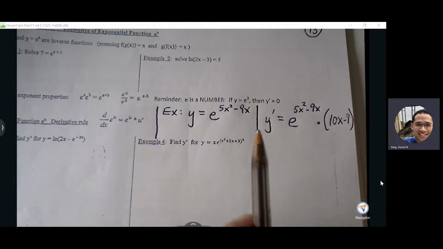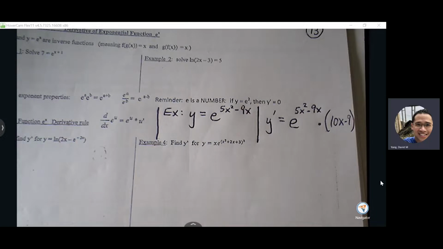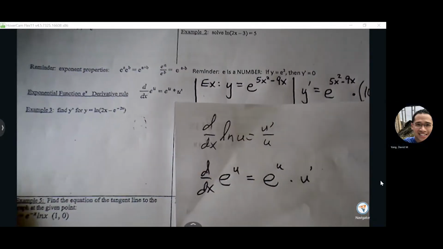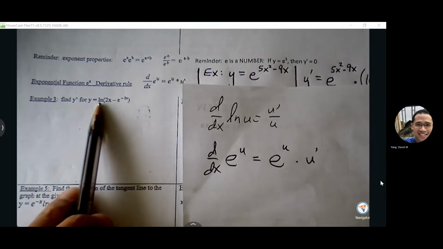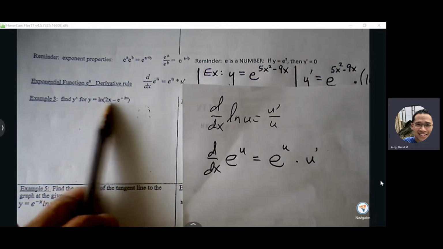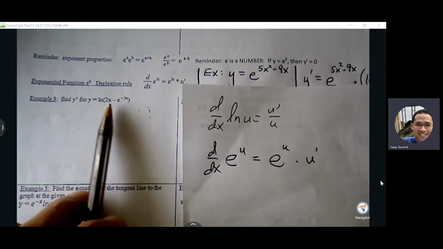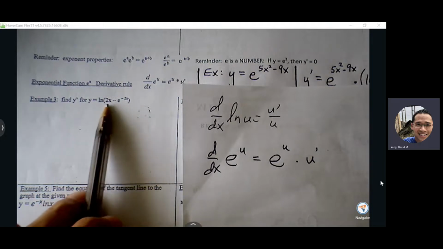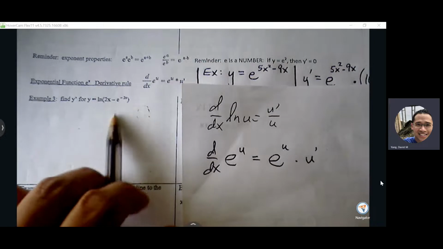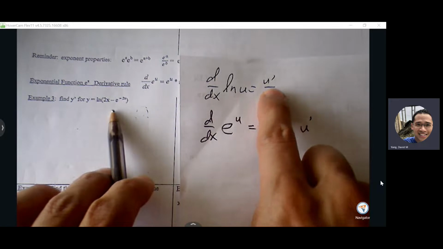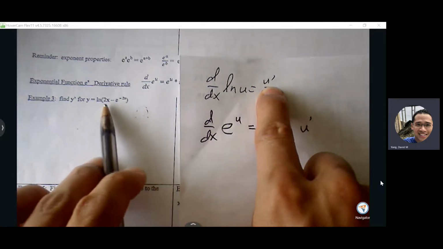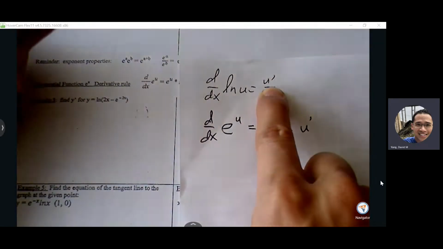All right, so let's look at some problems where we're going to have to merge a couple of different rules. Let's try example 3. Find y prime for y is equal to natural log of 2x minus e to the negative 2x. First step is, this is a natural log expression. Maybe we can try to expand it, but this one we can't. Okay, there's that minus sign in between. This is not product property or quotient property. We're stuck with this parentheses being our u value. So we're going to jump directly into our derivative, u prime over u. So u prime is just the derivative of my full parentheses. So we'll take care of that.